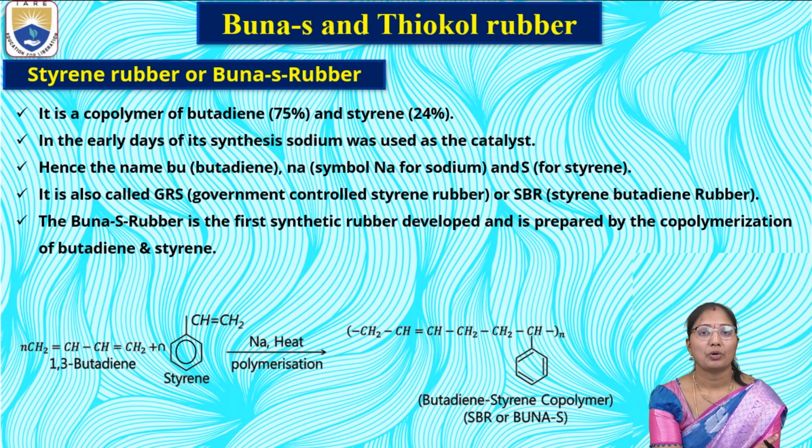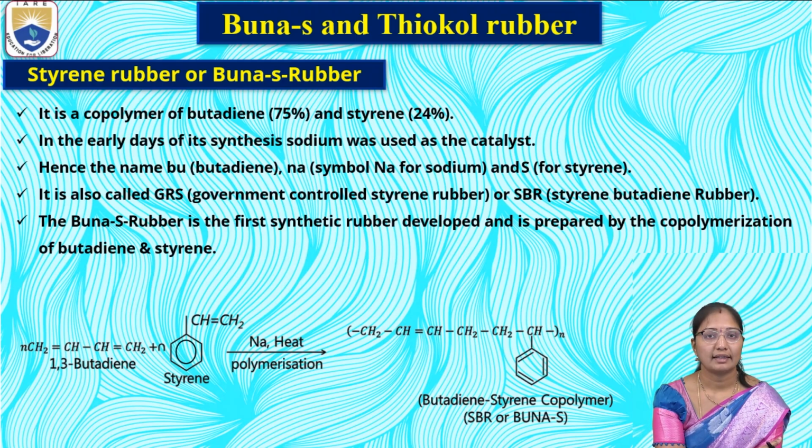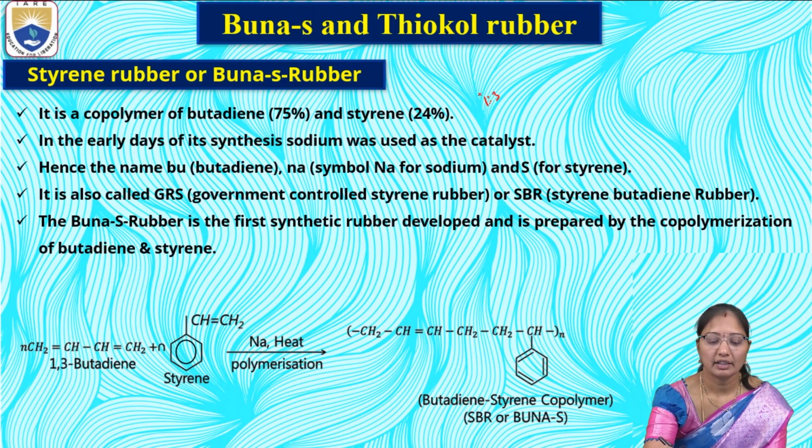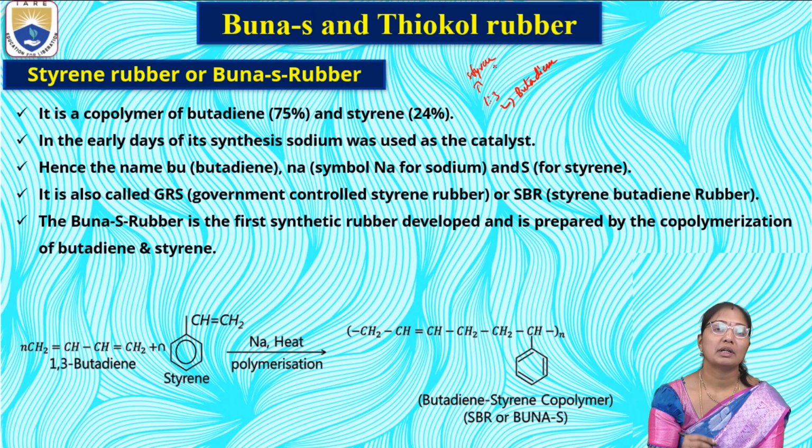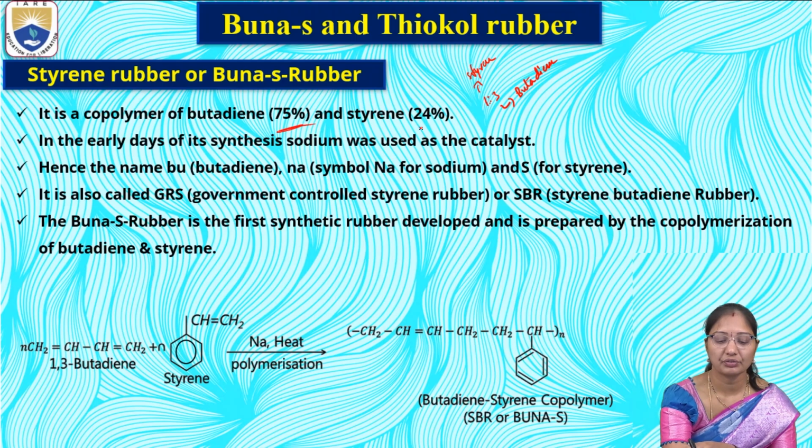So the topic of today's presentation is styrene butadiene, or Buna-S rubber. It is a copolymer of butadiene and styrene. Generally it is formed in a 1:3 ratio: 1 part styrene and 3 parts butadiene. The percentage we can also see here.